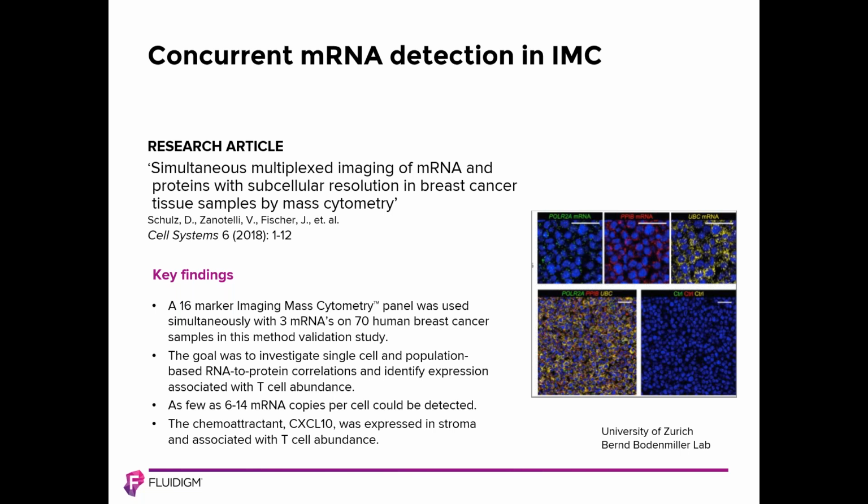The authors found that as few as 6 to 14 mRNA copies could be detected. HER2 and cytokeratin 19 mRNA and protein levels were shown to be moderately correlated at the single-cell level. However, only HER2, but not cytokeratin 19, had a strong mRNA to protein correlation at the cell population level. The chemoattractant CXCL10 was also found to be expressed in stroma and associated with T-cell abundance.